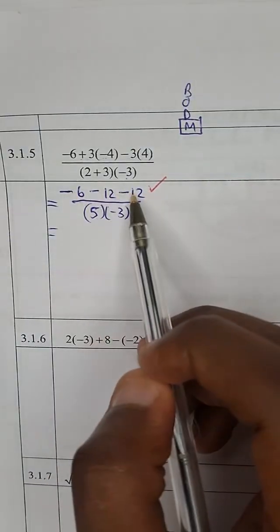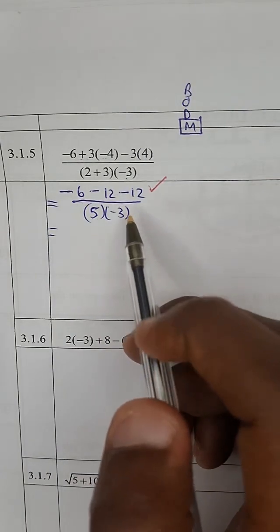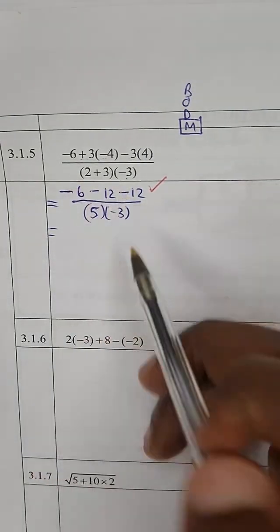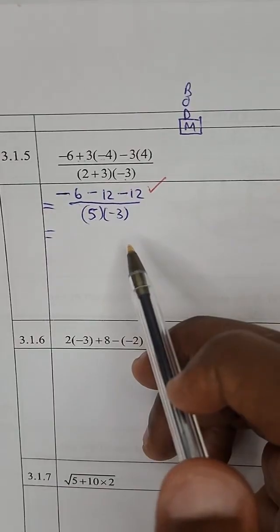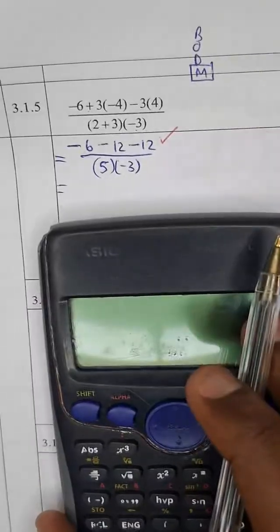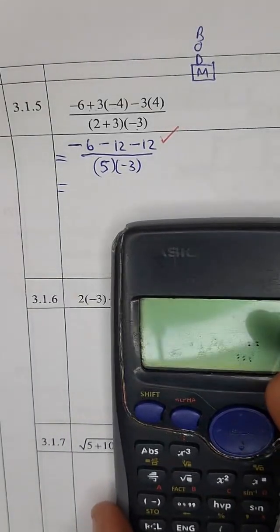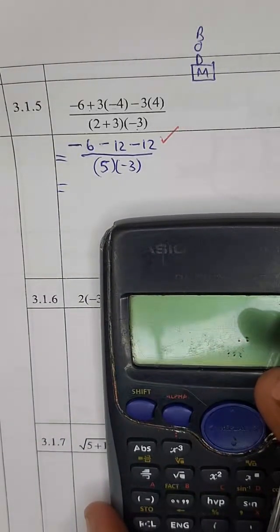Minus 6 minus 12 minus 12. What's minus 6 minus 12 minus 12? Someone give me the answer. Guys, if you don't know, take your calculator, I beg you guys, just so that you can have the right answer at the top. Minus 6 minus 12 minus 12. It's not 0, Imran.